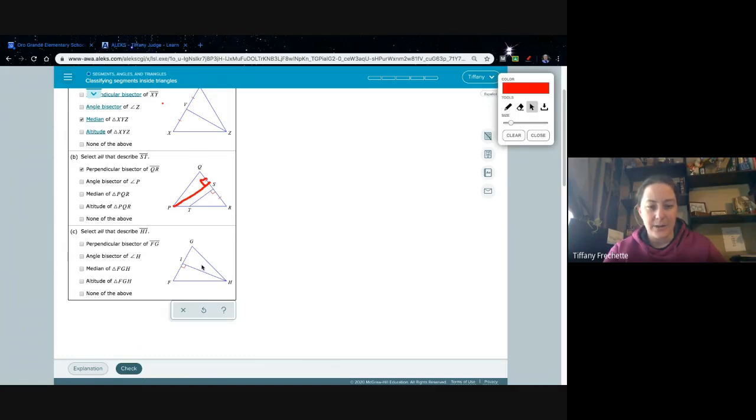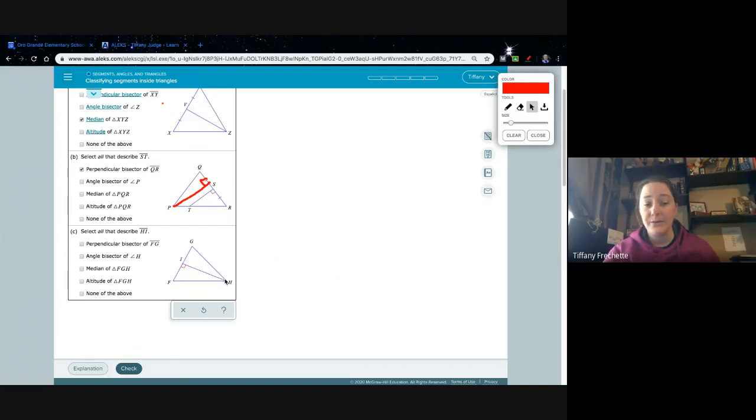Select all that describe HI here. So we're describing HI. It is perpendicular, but I'm not being shown that it's bisecting anything, so we're not going to select perpendicular bisector. No angle marks are shown, so I'm not going to select angle bisector. Median. It is going from the vertex and going straight down here, but I'm not being shown that it's in the middle. It looks like it's in the middle, but don't trust what it looks like. It has to tell you with the congruent marks. So I'm not going to select median.